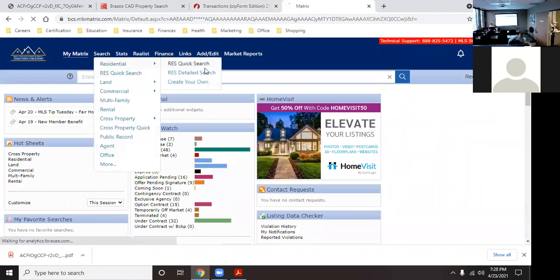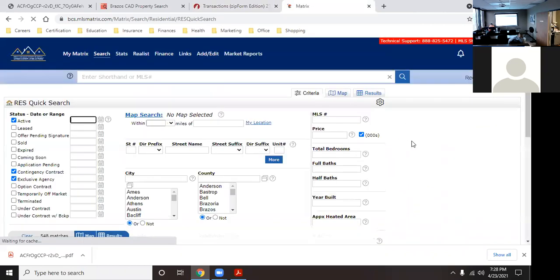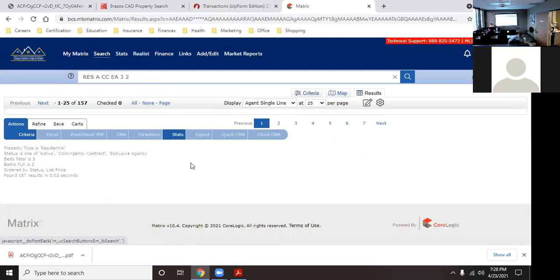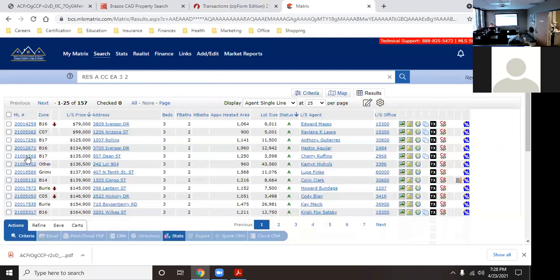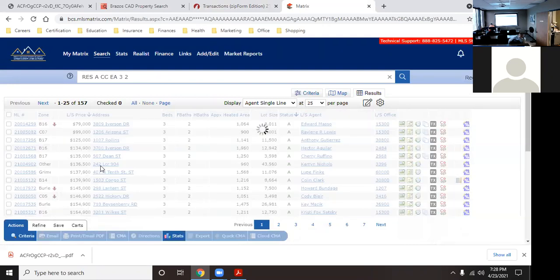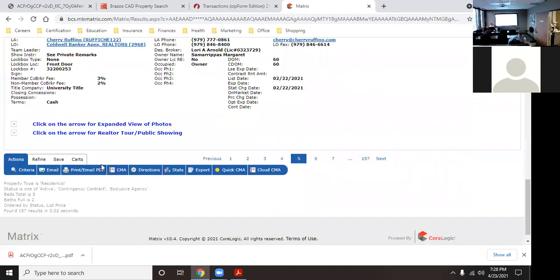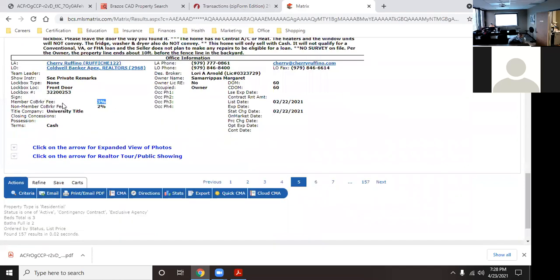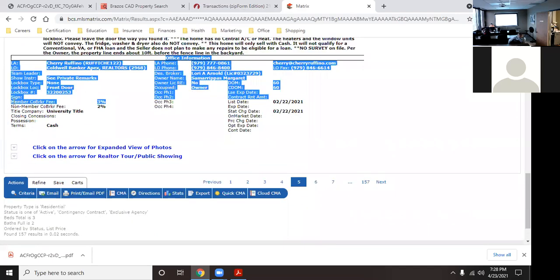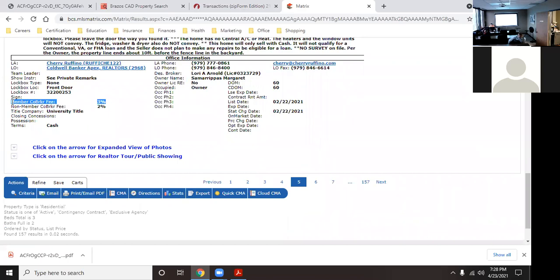So if I go here, just do a quick search. Let's do that. So just a house that's a 3-2, and I want to do that one. Usually on here, this is if you're a member of the BCS MLS, and you do a deal with these people, you will receive 3% commission. So the seller will get 3% and you will get 3%. If you are not a member of the BCS MLS, you will only get 2%.